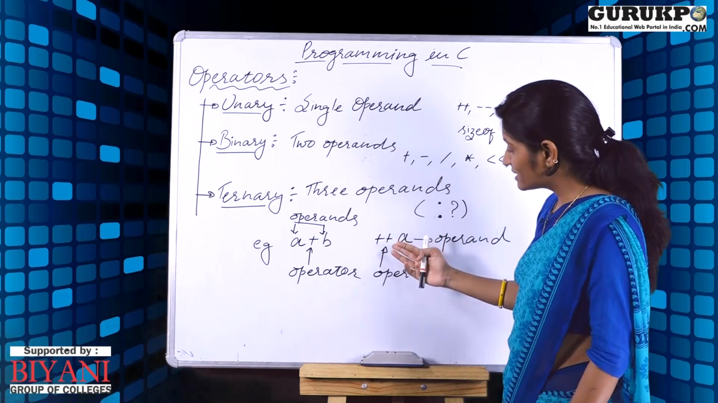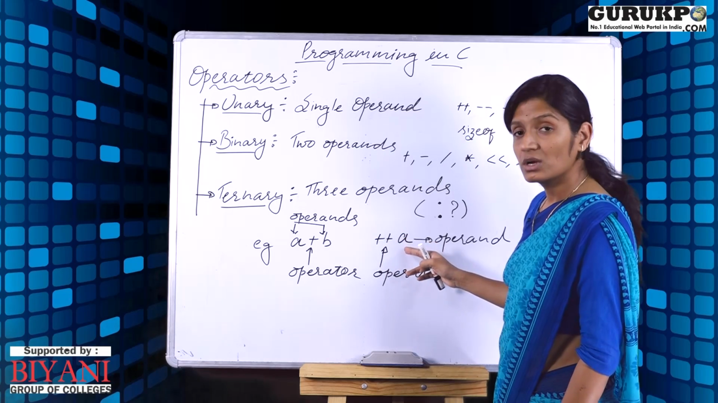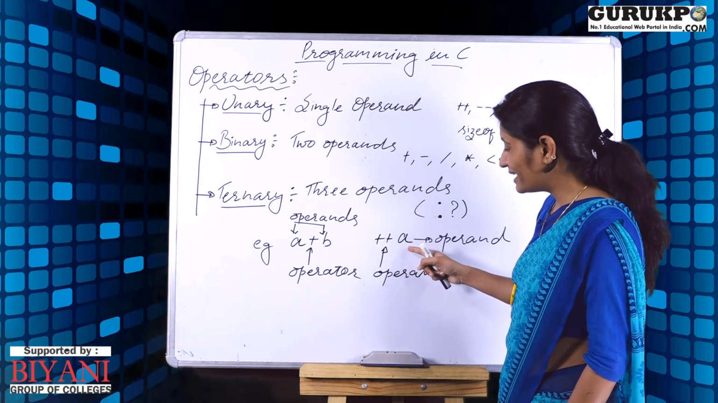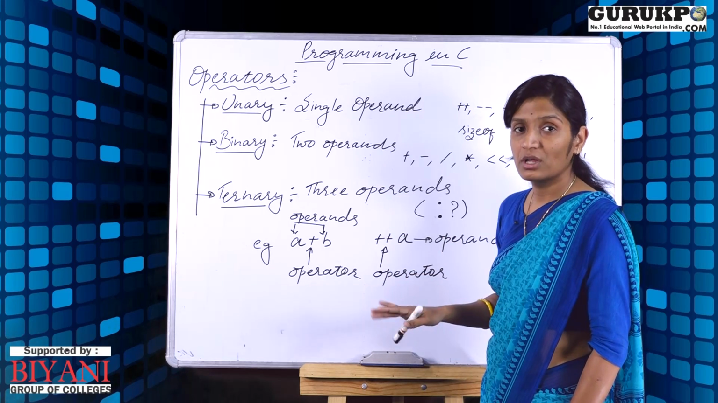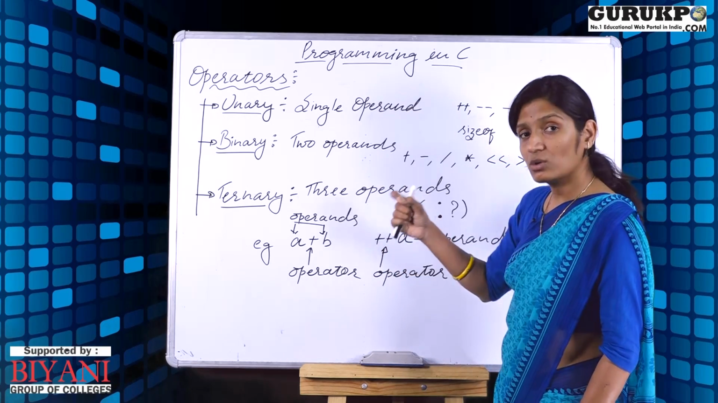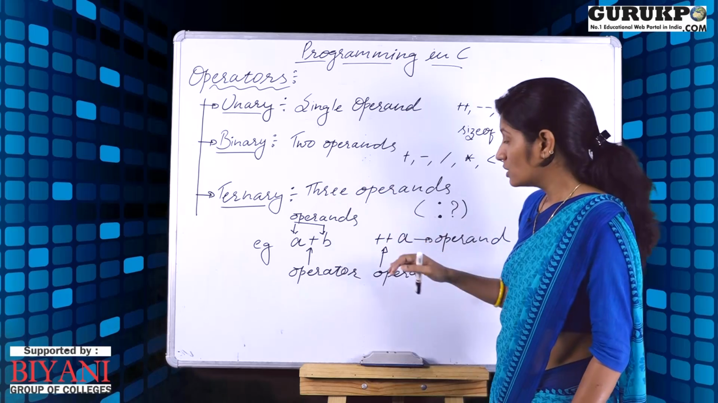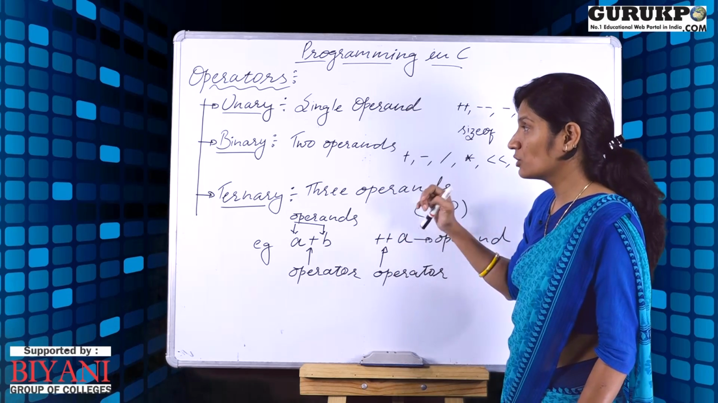As we have seen in this example, plus plus A, what does it mean? We are incrementing the value of A and we are assigning that value to A itself. So it is working as A equal to A plus 1. So this is an example of unary operators.